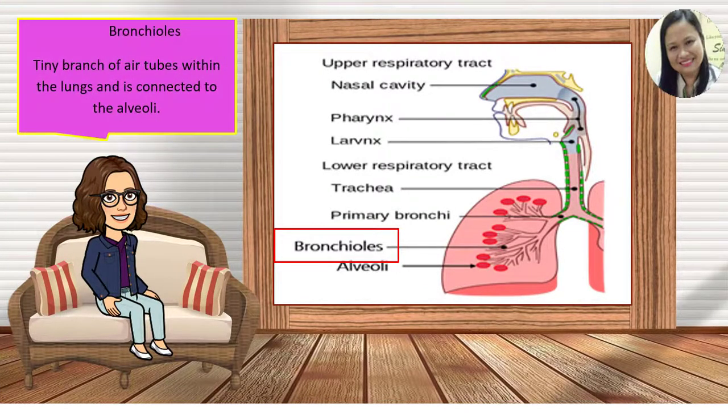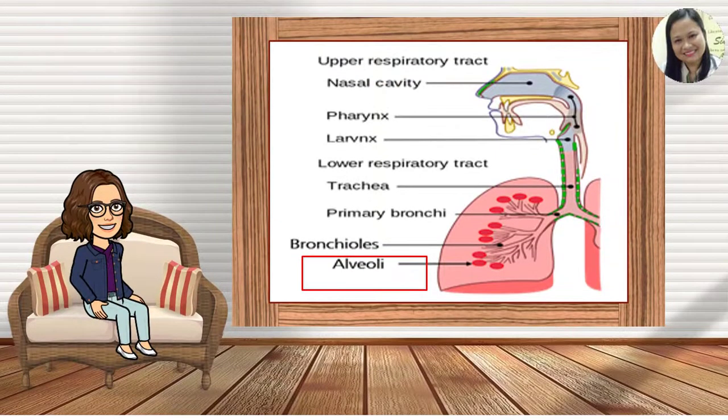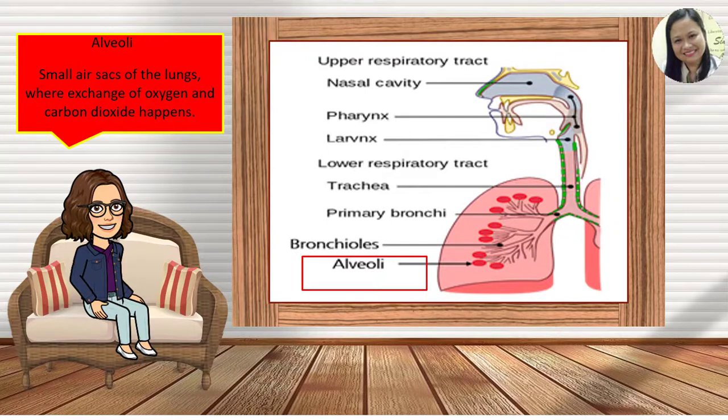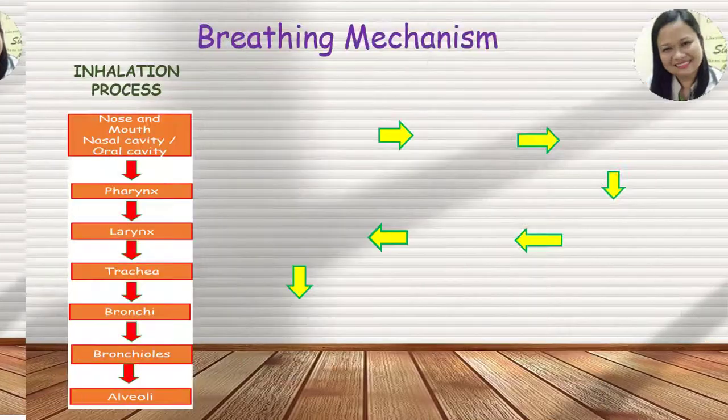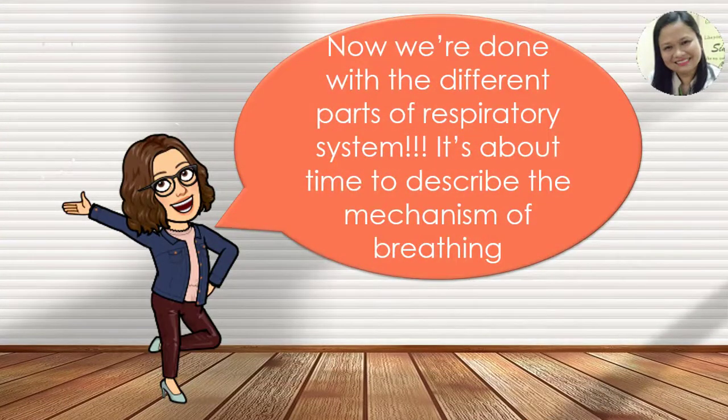Bronchioles. Tiny branch of air tubes within the lungs and is connected to the alveoli. Alveoli. Small air sacs of lungs where exchange of oxygen and carbon dioxide happens. Now we are done with the different parts of the respiratory system. It's about time for you to describe the mechanism of breathing.